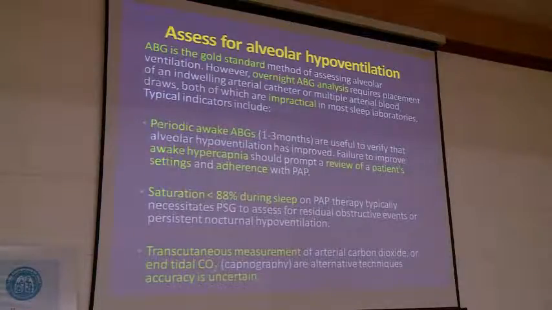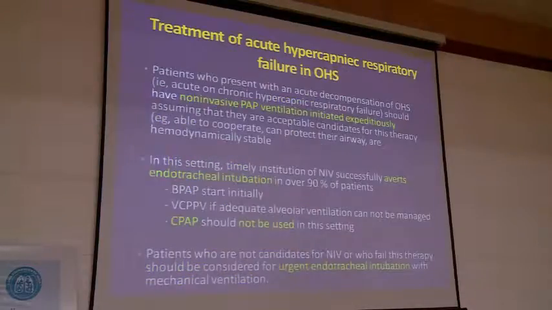But of course, to do repeated ABGs in the night is difficult. Either you put an arterial line or you keep on poking the patient, and nobody's of course going to be happy. So instead of this, we can do periodic awake ABGs every 1 to 3 months, and if PCO2 is fine and PO2 is okay, then the patient is doing fine and you have done a great job as the doctor. If the saturation is less than 88% during sleep or while awake, then maybe something is going wrong. And also we can do ETCO2, or we can also do transcutaneous monitoring. However, it is not very reliable and therefore you can't really go by this.